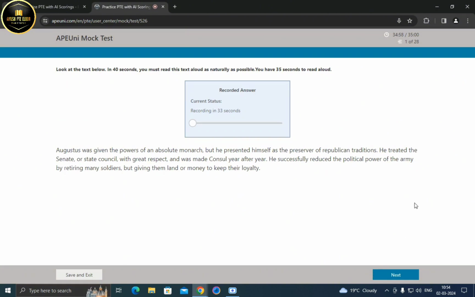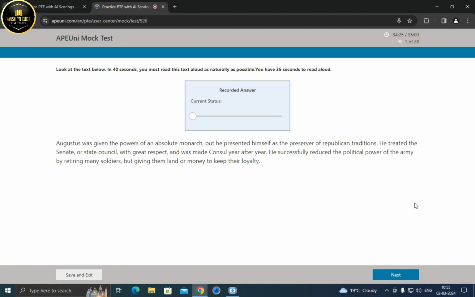Alright, so we'll start this out. Make sure कि आप हर एक word को अच्छे से पढ़े. Like Augustus was given powers, absolute monarch, presented himself preserver of republican traditions, treated senate state council great respect, made consul year after year, successfully reduced political power army by retiring many soldiers, giving them land or money to keep loyalty. अगर लाइक आपकी आवाज़ ज़्यादा गूंजती है, इसमें echo आती है, तो what you can do is you can put a hand like in front of it and start speaking even after the beep.